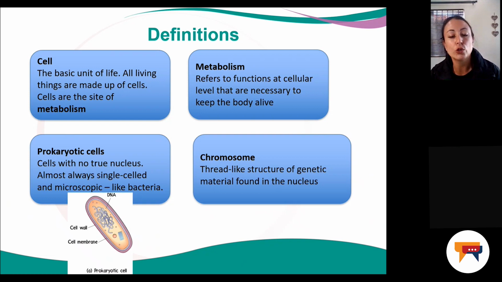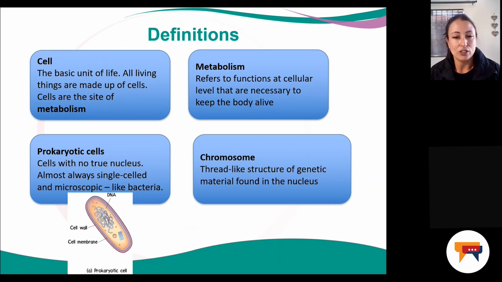When I say no true nucleus, we get into organelles, and we're going to speak about a nucleus in a bit, but the cell could still contain genetic material like DNA or RNA, but it's not contained within a nucleus. So there's no membrane surrounding this DNA or RNA, and therefore we refer to it as a prokaryotic cell.